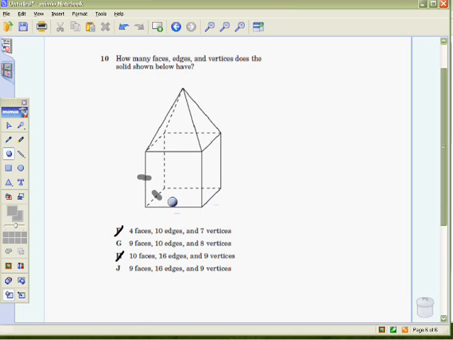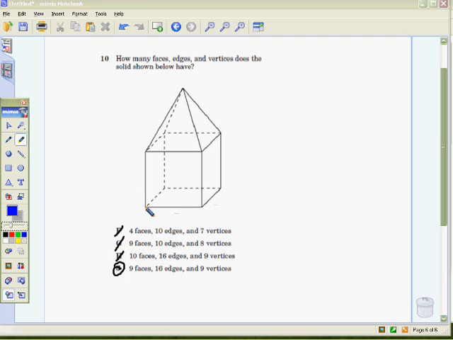So I already know that the answer is going to be J, but I want to continue and I want to count every vertex. So I have vertices are every corner. 1, 2, 3, 4, 5, 6, 7, 8, 9. Have 9 vertices.